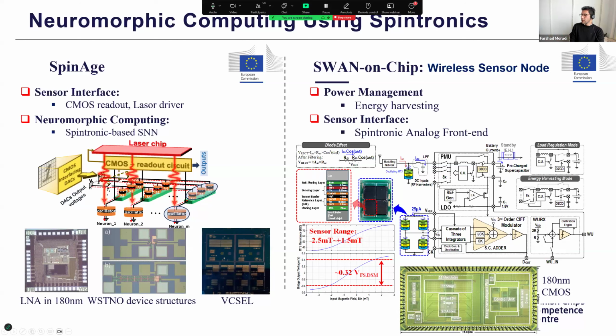Another device that we are using: we have a full power management unit and a full sensor interface. So we get the data from a spintronic sensor, which is like a magnetic field sensor. You convert the data, digitize it, and then you do processing. Or we can even get energy from RF energy harvesting using these small devices, again nanoscale, and then the power management unit powers the rest of the chip. And this is a full system on chip that we have also built and patented.